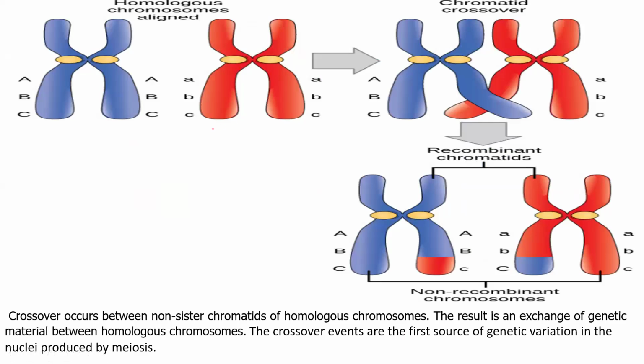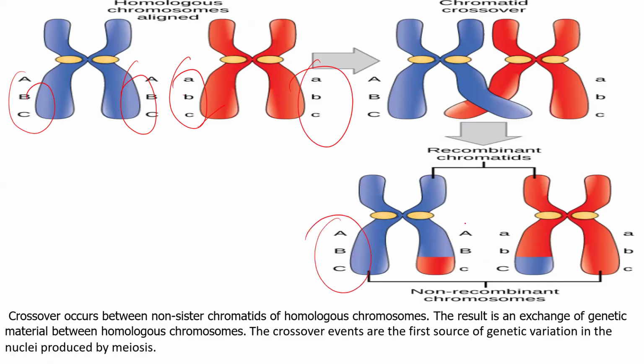So homologous chromosomes align. Look at the image: ABC, ABC, and small abc, small abc, and there is an exchange of genetic material. These ABC chromosomes are the non-recombinant chromosomes, and these are the recombinant chromosomes, where exchange of genetic material took place. In non-recombinants, nothing has changed. No gene has changed. No variation has occurred.